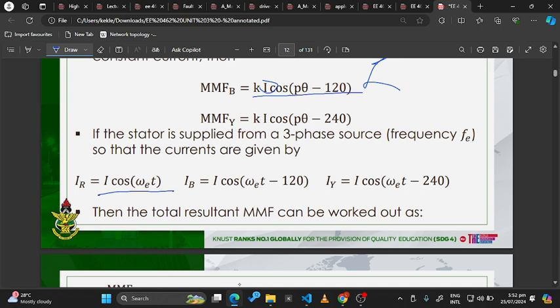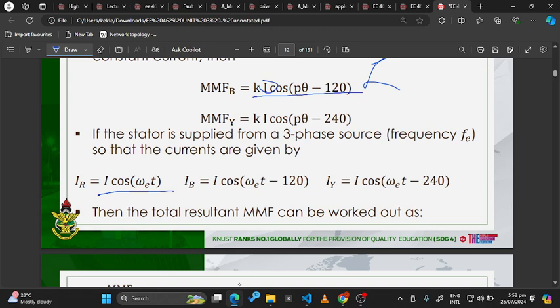So we have phase red, phase blue, and phase yellow. The phase blue is displaced by an angle of 120 degrees. It's lagging by 120 degrees. If you are lagging by 120 degrees, it means you are leading by 120 plus 120 degrees.